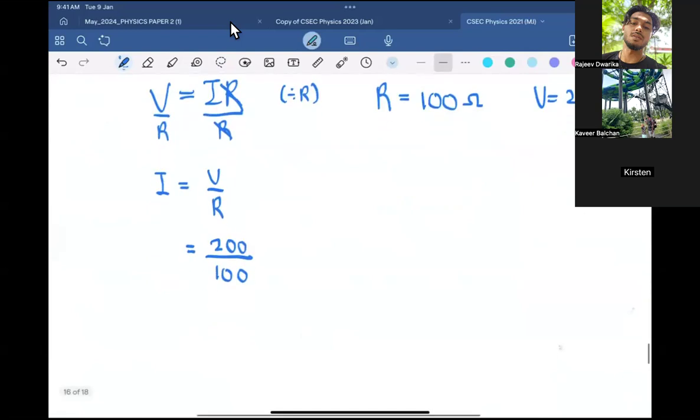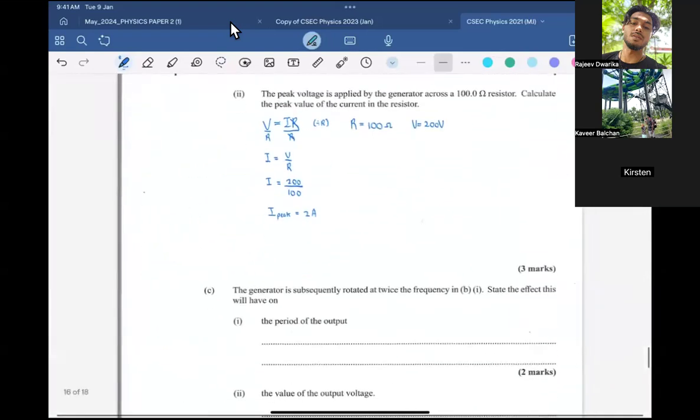So what's the formula for the peak current? 2. Right? You could write I, and very small, you could write peak. So I peak is equal to 2 amps. What do we measure current in? Amps. Yes. Nice.